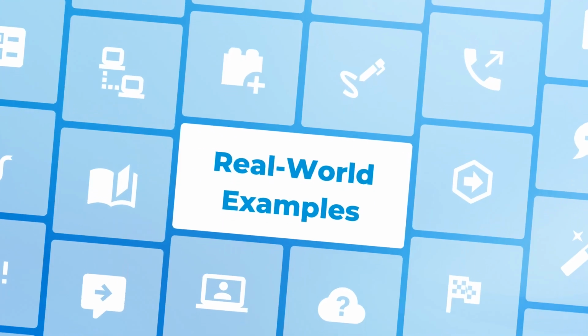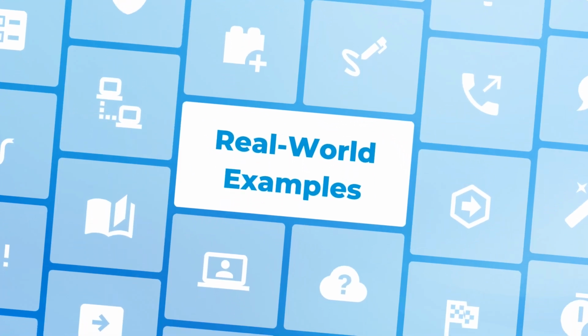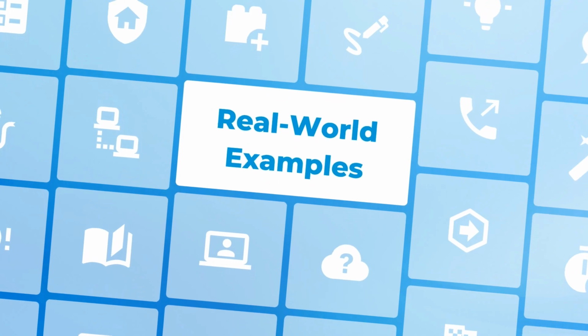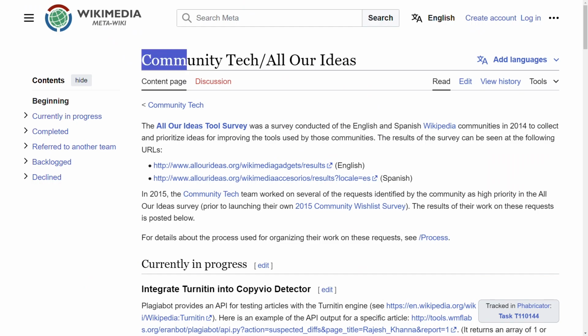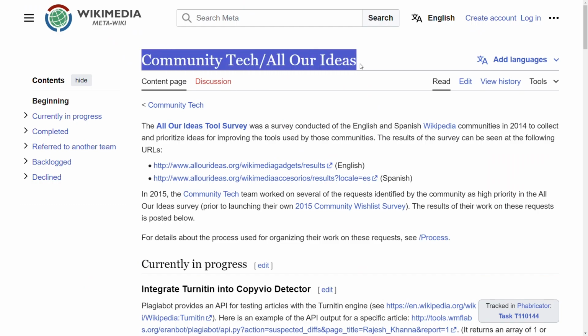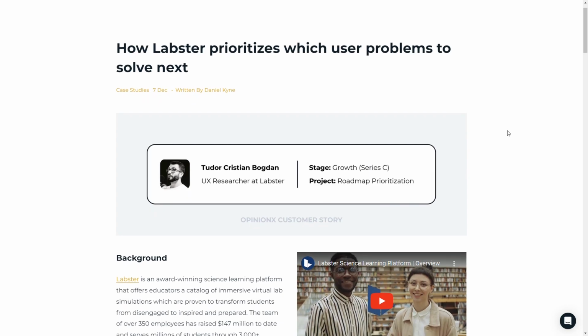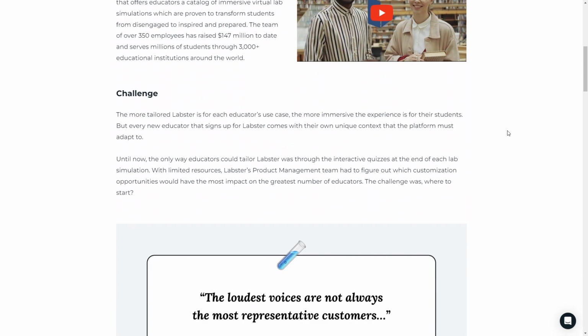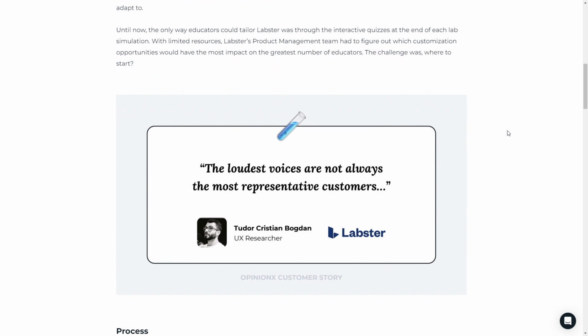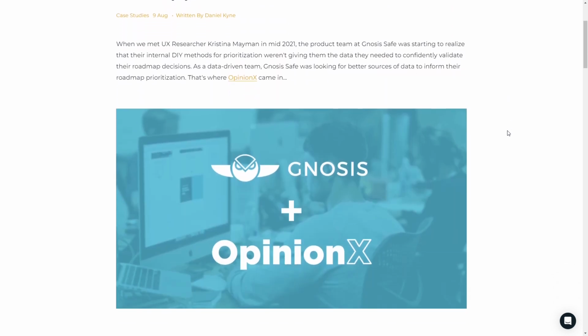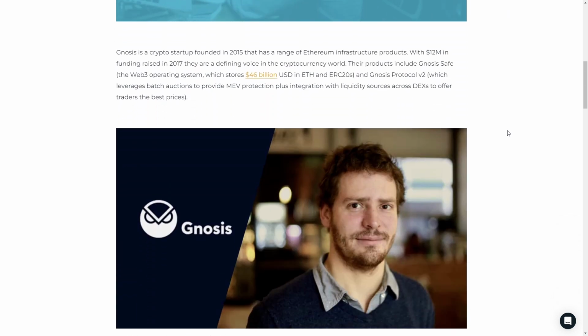For the final part of this video, let's look at some examples of Pairwise ranking surveys that have been used in real projects. In 2014, the Wikipedia Foundation created a Pairwise survey and asked thousands of their volunteer contributors to vote on a list of new feature ideas that they could build for their community. Other companies like Labster in the education technology space and Safe in the crypto world have also used similar Pairwise voting projects to let their customers have a say in what features to build next.